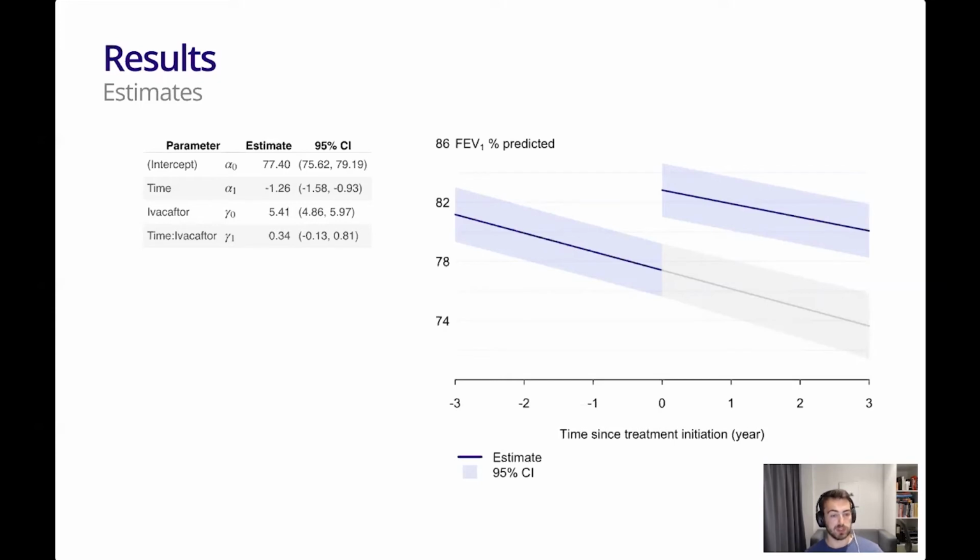The natural history of cystic fibrosis is displayed in gray on the plot, which describes the progression of lung function over time in the absence of EVAC after treatment for these patients. I'd like to point out here that we are still exploring other model structures, and because of that, these estimates might not be the final ones.